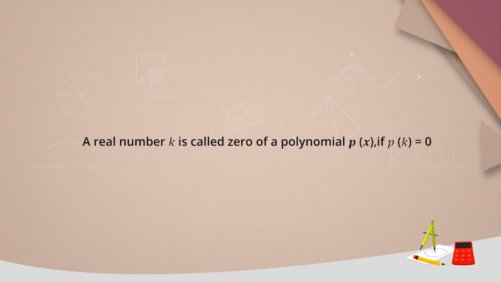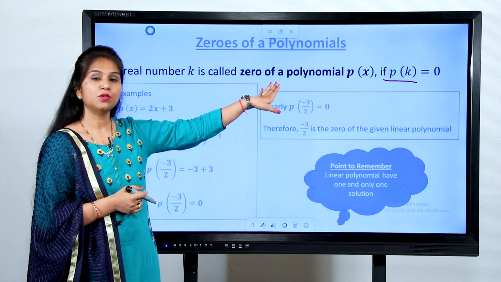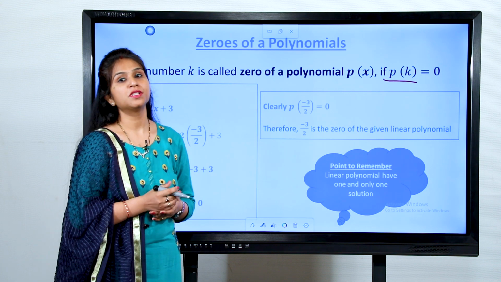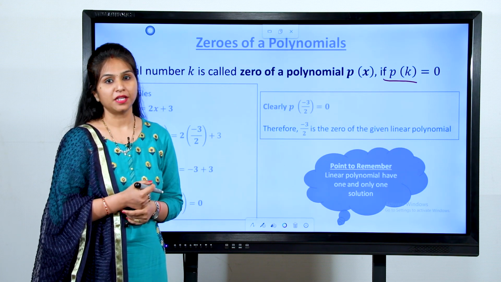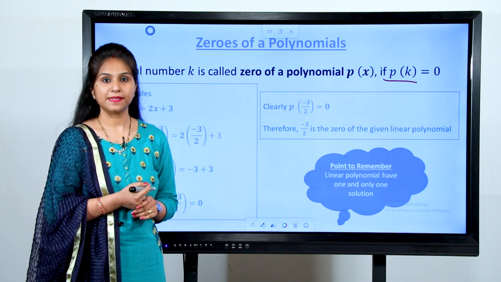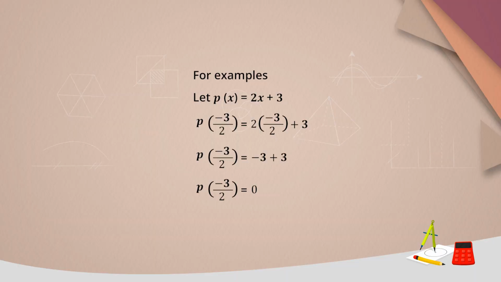A real number k is said to be a zero of a polynomial p of x if, when we substitute k in this polynomial, it becomes 0. I am repeating again, a real number k is said to be a zero or the root of a polynomial p of x if, when we substitute k in the polynomial, p of k becomes 0. Let us discuss this with the help of an example of a linear polynomial. Here we have a linear polynomial, 2x plus 3.